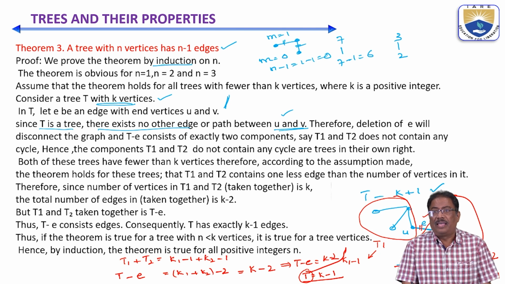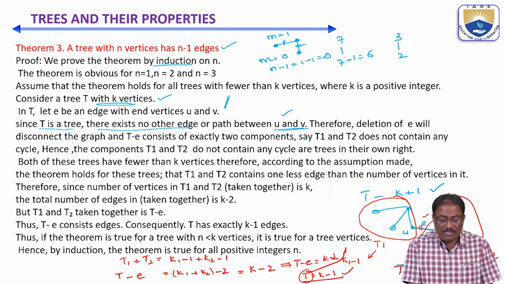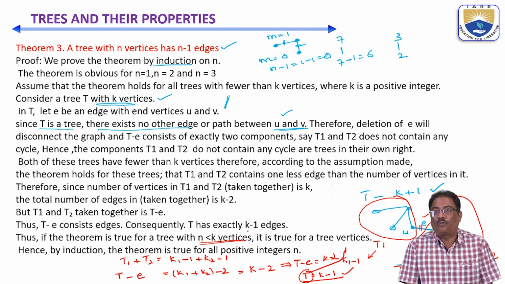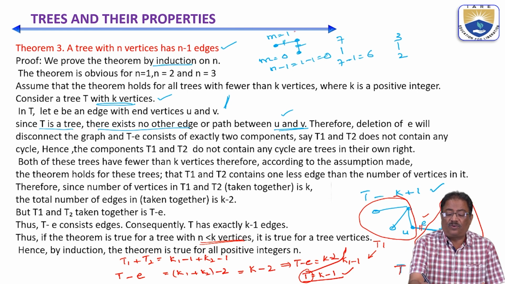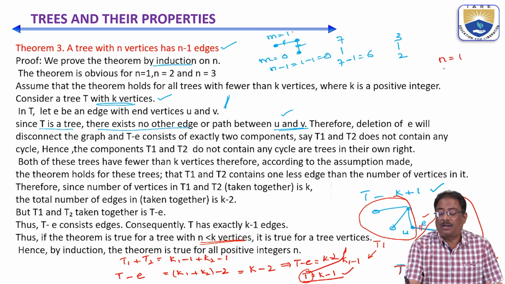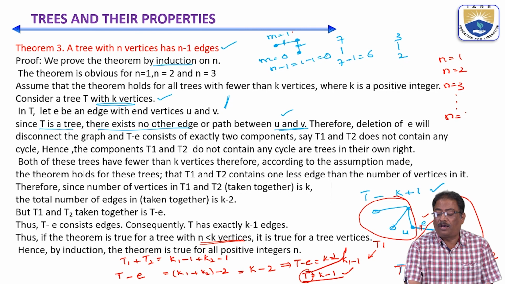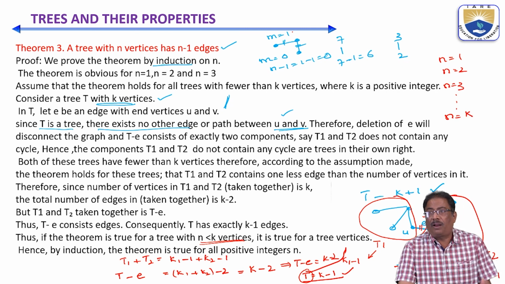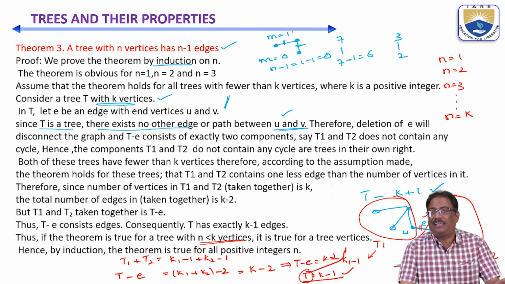Consequently, T is exactly having k minus 1 edges, and so the theorem is true for n equals k plus 1. Subsequently, we can say that the theorem is true for all the values of n. So, once again, the theorem we are going to prove is obvious for n equals 1, that is, the number of vertices is 1, or 2, or 3. And we are going to assume that the theorem is true for number of vertices k and lesser than k.